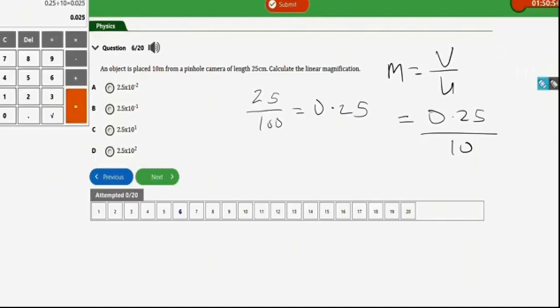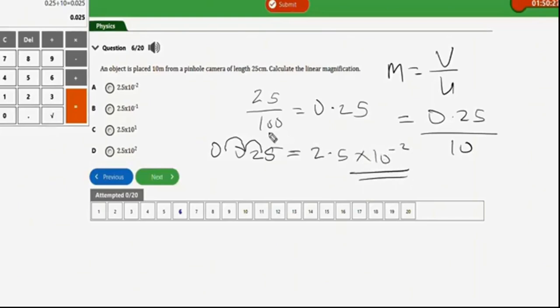So we have the output to be 0.025. Now the options are in standard form. To represent this in standard form, we go 1, 2, so move 2 times. This will give us 2.5. When you are going forward, the power will be negative, times 10 to the power negative 2, and that will be the correct answer to this question.